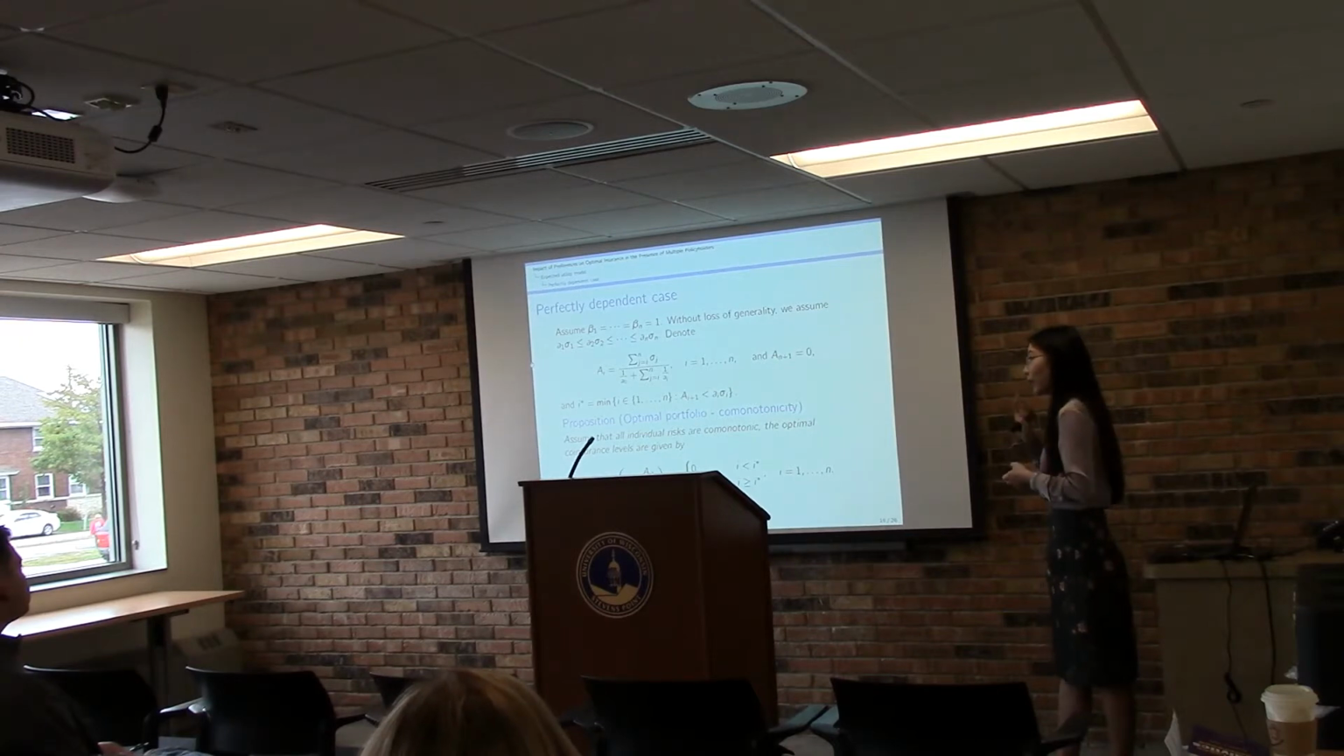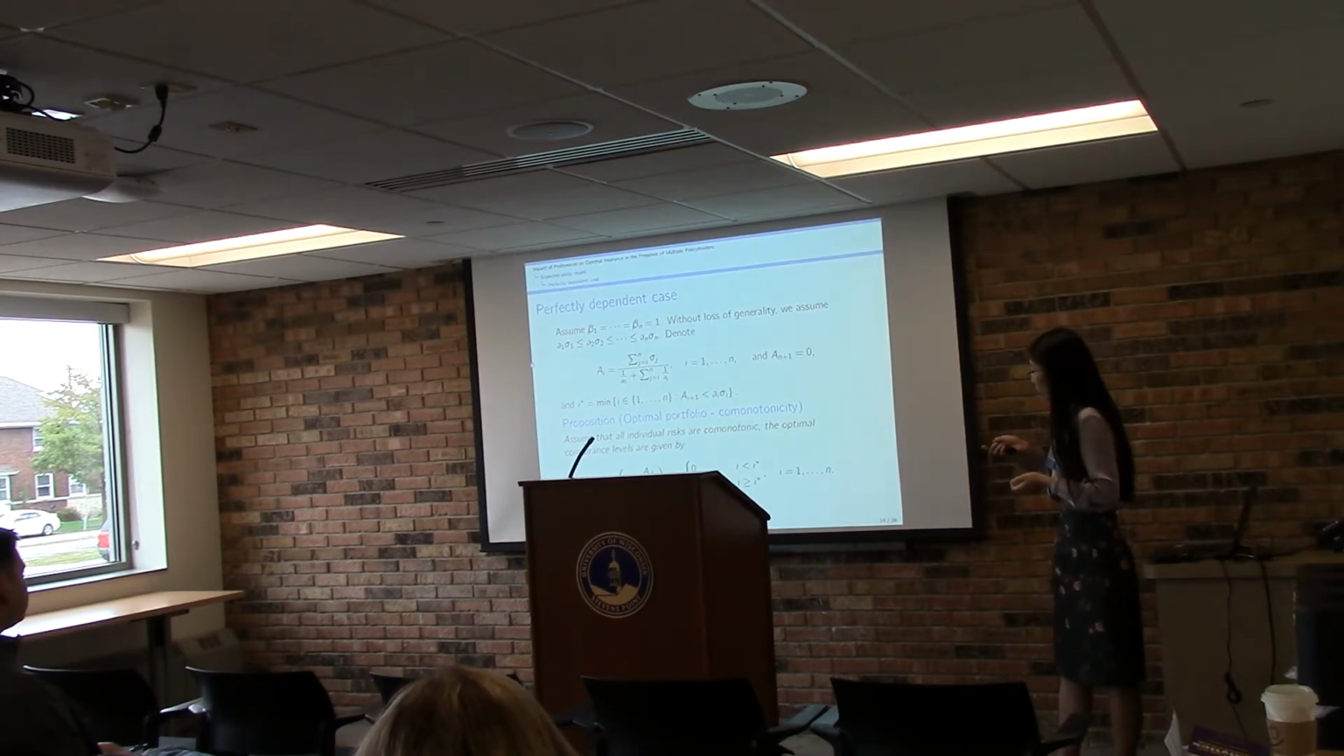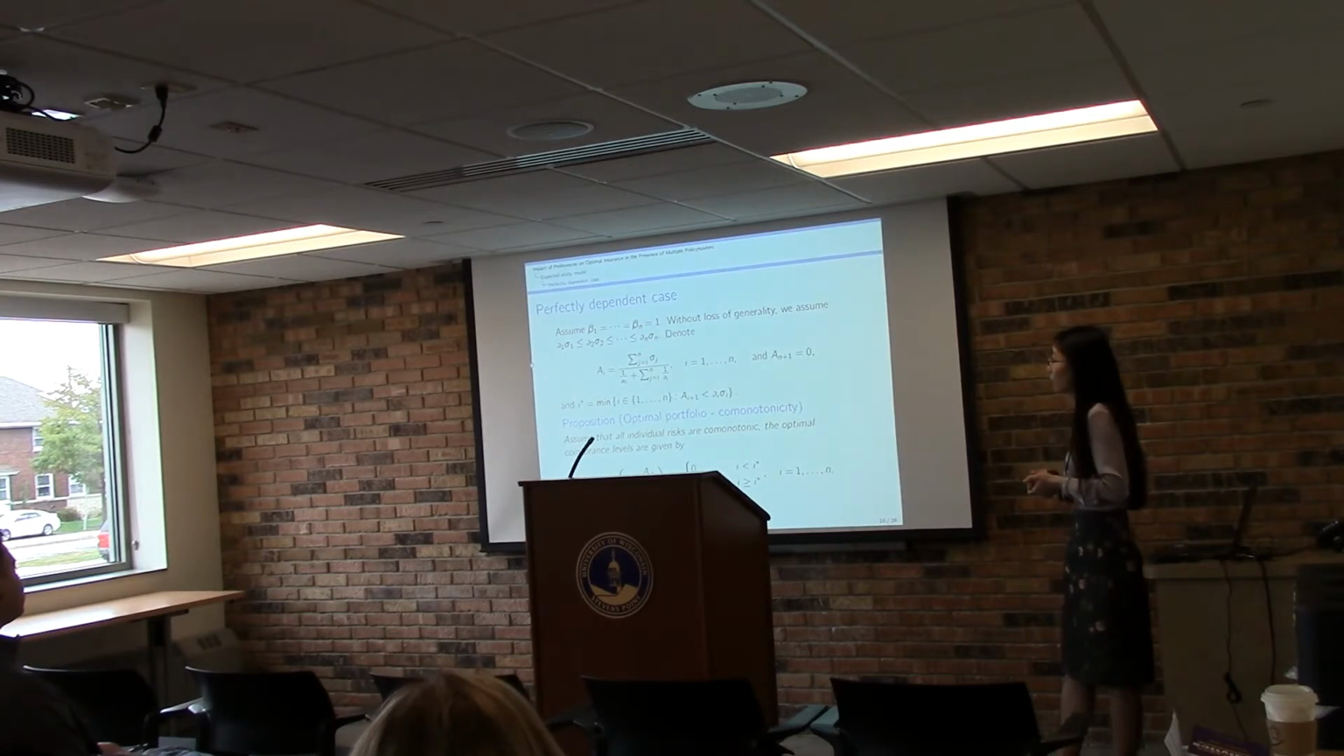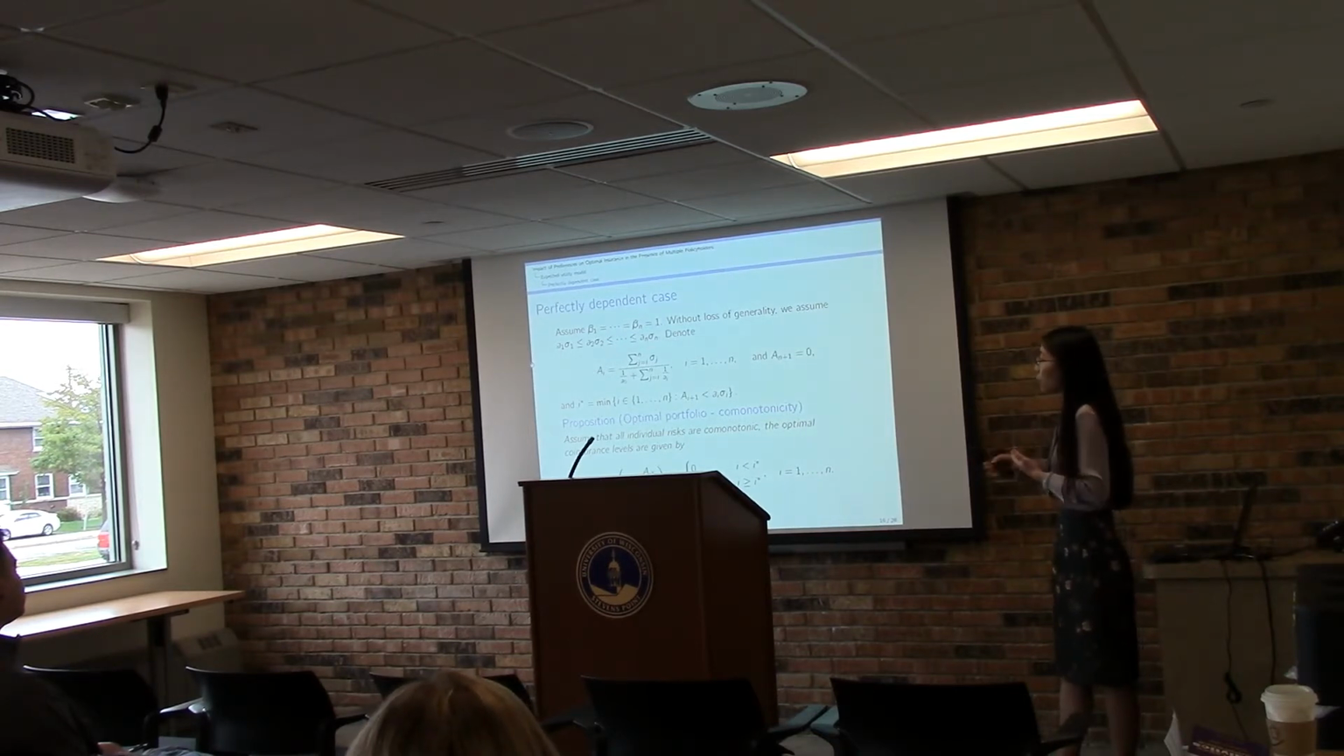However, if we consider another extreme, the perfectly dependent case, then this result is totally different. So let's look at the solution. Here we observe some zeros. And how do we determine the zeros? For convenience, we assume the risk aversion times the standard deviation is increasing from policyholder 1 to policyholder n. Then the insurer will first identify a threshold.